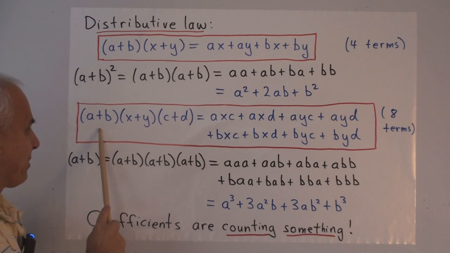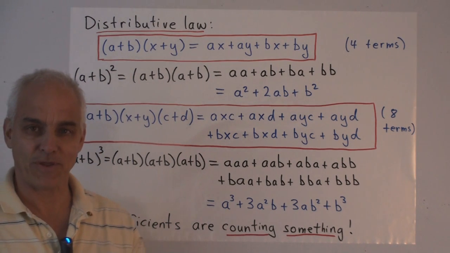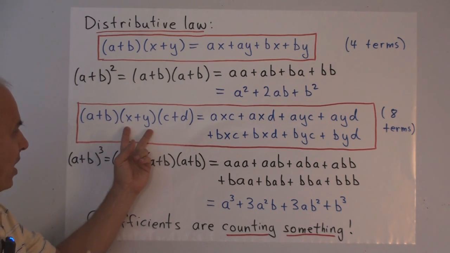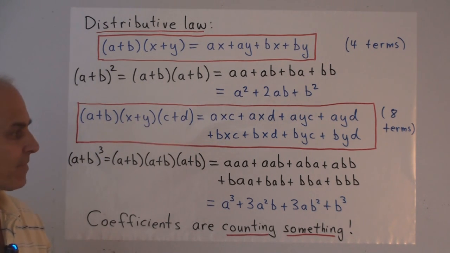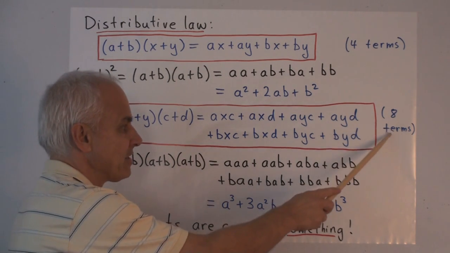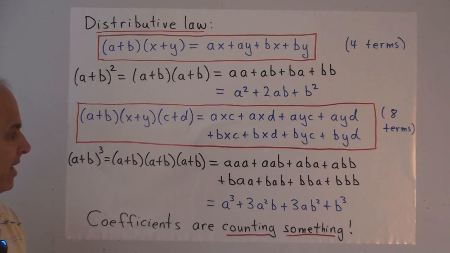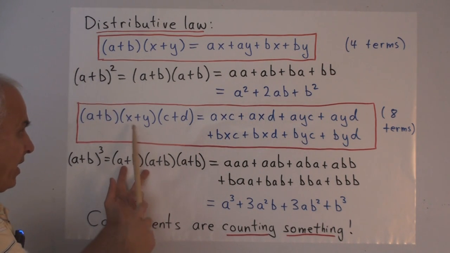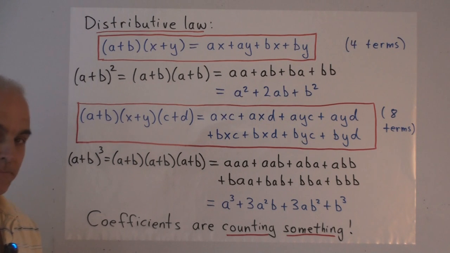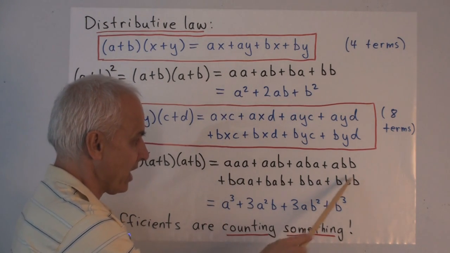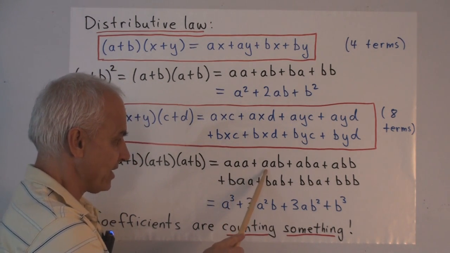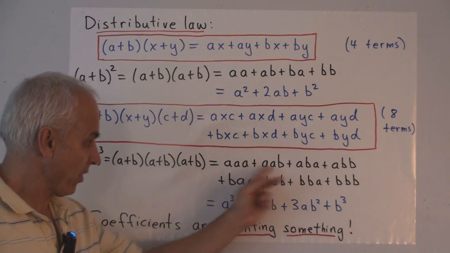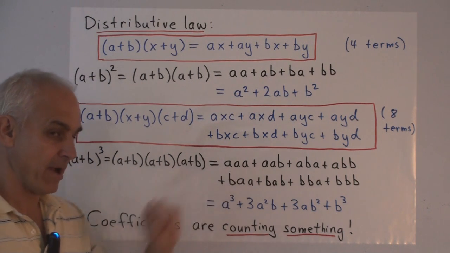Let's have a look to see what happens if we multiply three terms, each with two components. (a plus b) times (x plus y) times (c plus d). Now there are 8 possible terms that result. And now when we look at this general case, in the special case when all the terms are a plus b, then the 8 terms look like this: aaa plus aab plus aba and so on, where I've recorded the order of the terms in the way they appear.